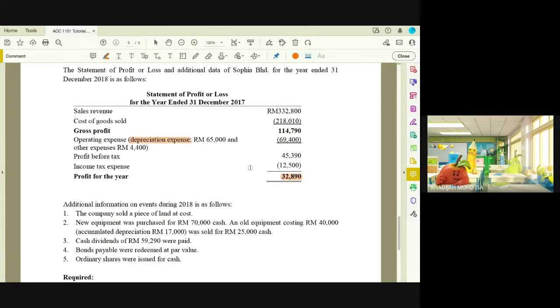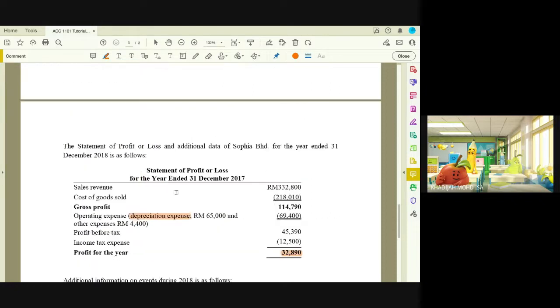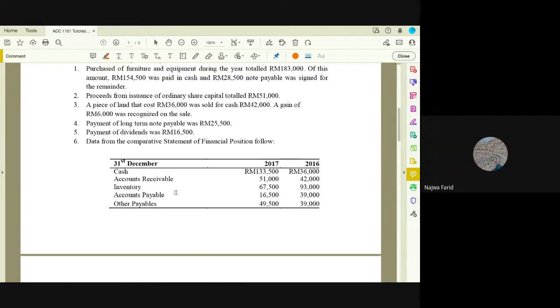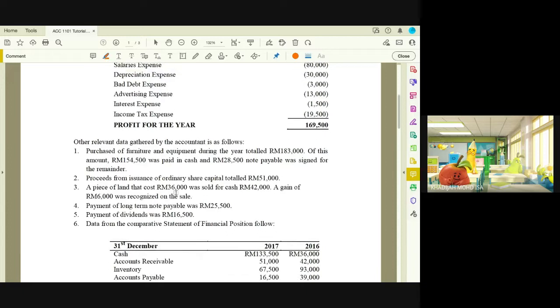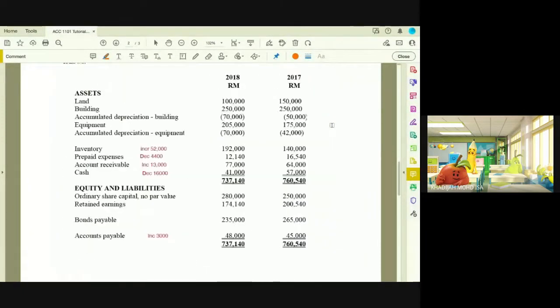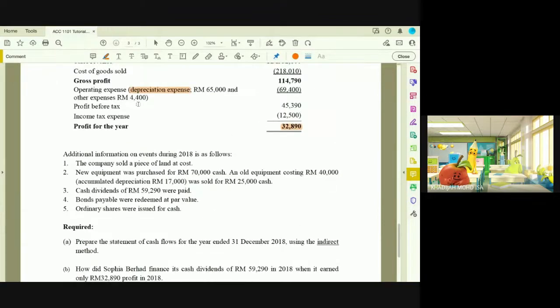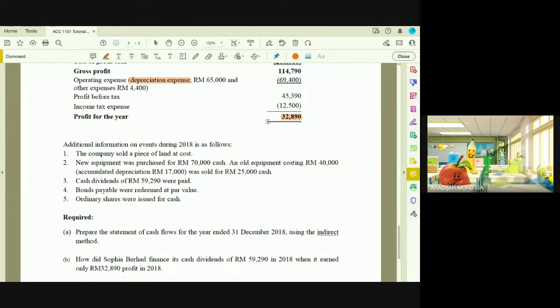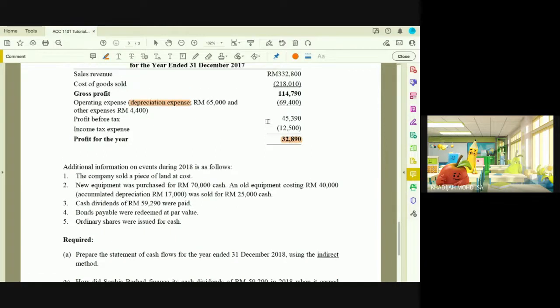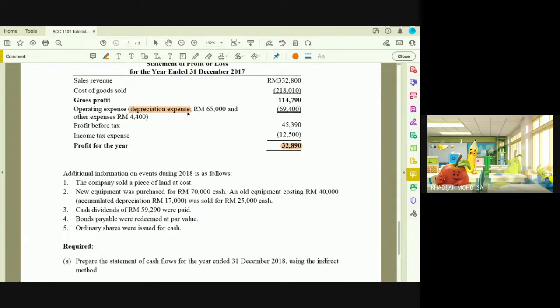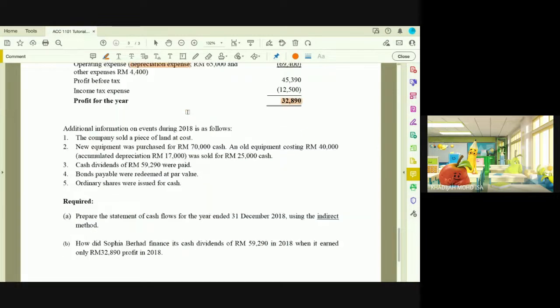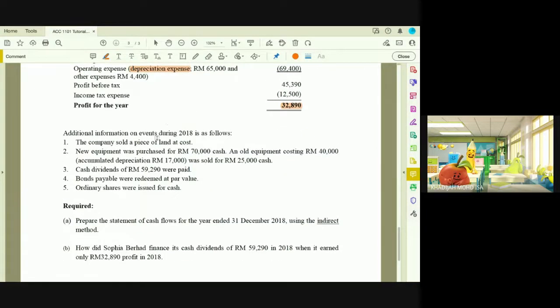So which one should you take? You want to take profit before tax or profit for the year? Profit for the year. So here is also profit for the year. So I believe that it has to be the profit for the year. Yeah. So it means that you take into account your income tax expense. Right. So from here you only have one non-cash expenditure, your depreciation. The company sold a piece of land at cost.